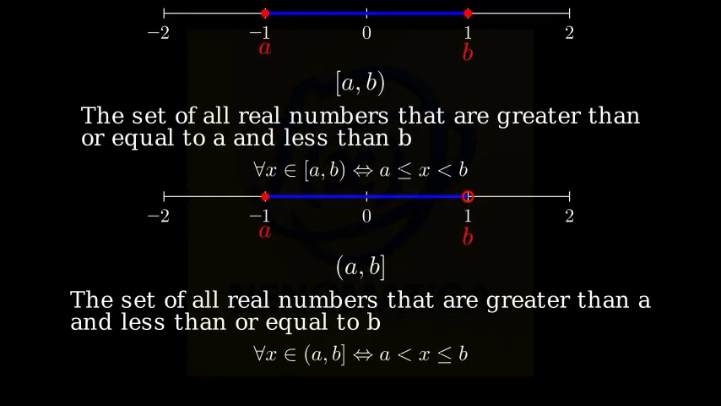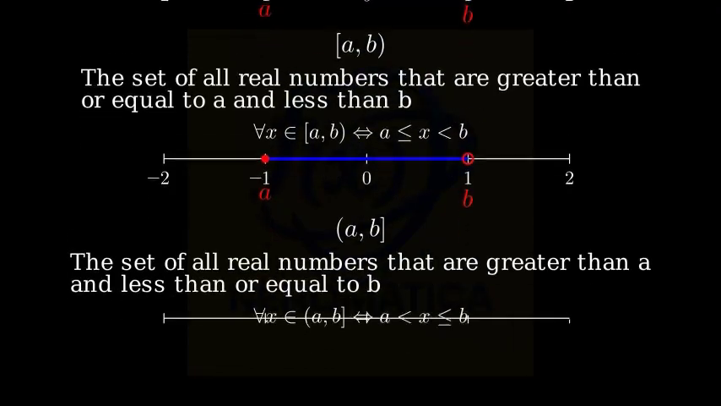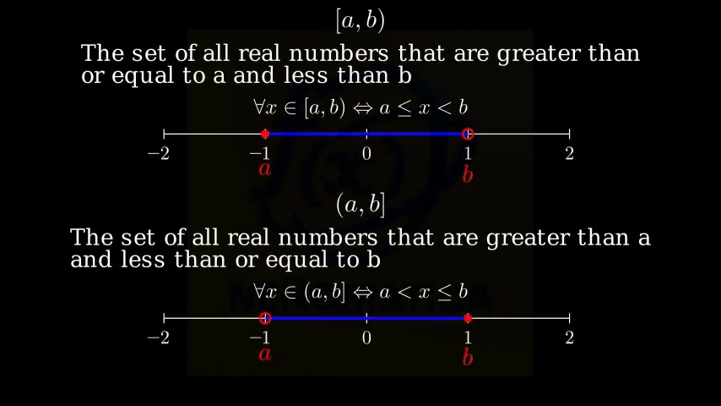Using set builder notation, we can write this as the set of all x such that x is an element of the real numbers and a is less than x, and x is less than or equal to b. On a number line, we represent this interval with a line segment from a to b with an open circle at a to indicate that it is not included and a solid dot at b to indicate that it is included.